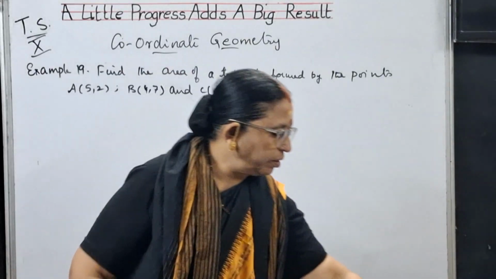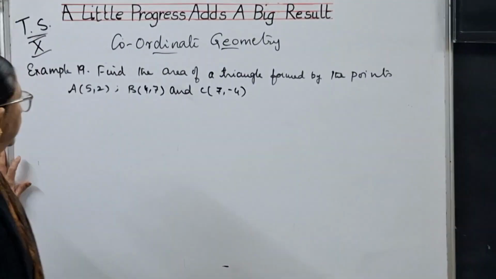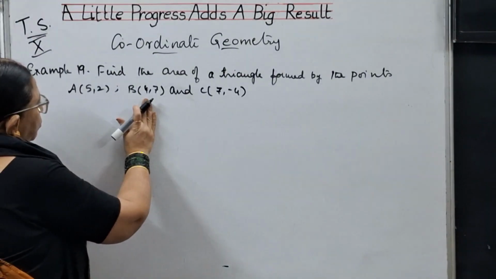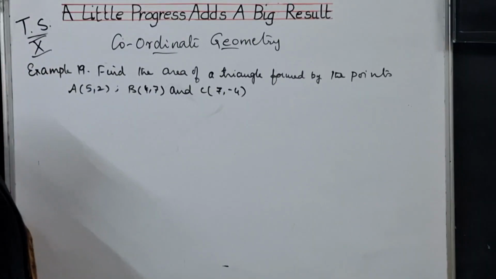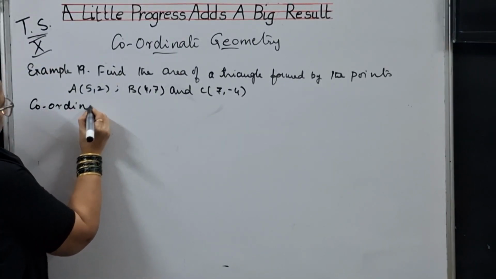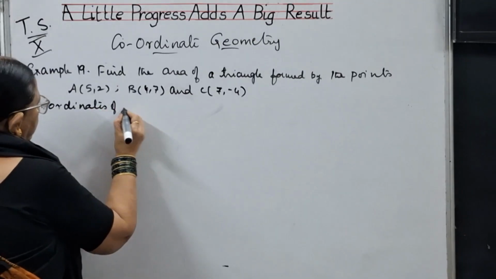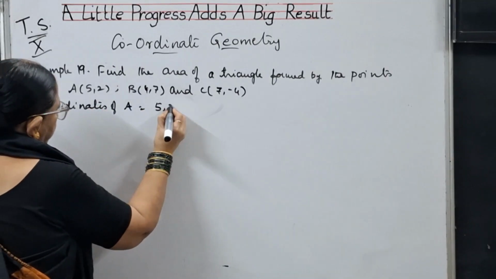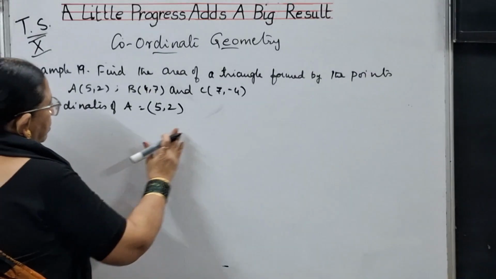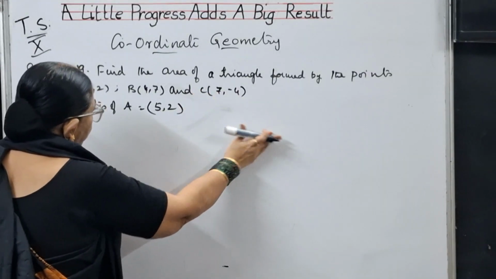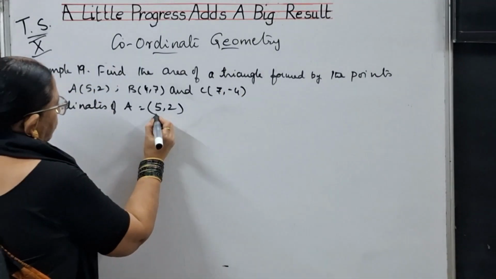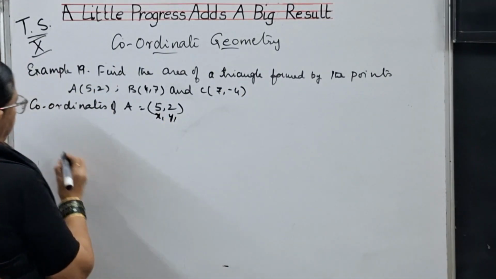Example 19, children. It is again, find the area of a triangle formed by the points A 5, 2, B 4, 7, C 7, 4. So what are given? Let us write. Coordinates of A is equal to 5, 2. In the earlier case, they have not given the letters A, B, C. So directly we have taken x1, y1, x2, y2. But here they have given coordinates. So you consider this as x1, y1.